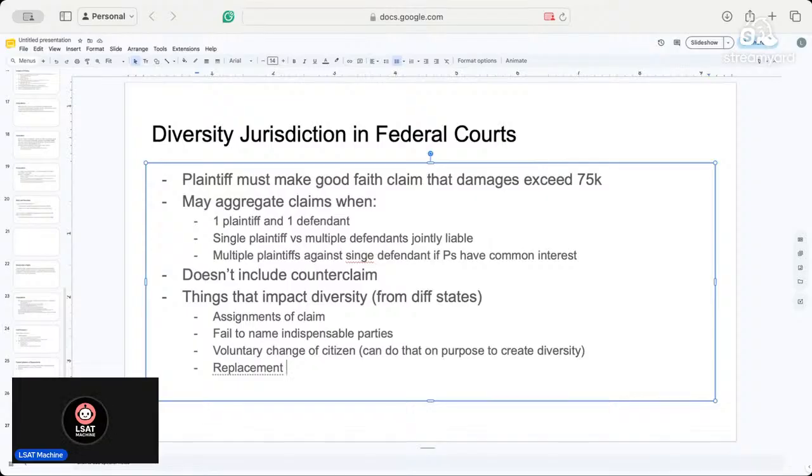So we talked about, what did we talk about? We talked about federal question jurisdiction. So you end up in federal court if it involves something underneath the Constitution or something that Congress passed. You end up in federal court if it involves people from different states and the amount in controversy is over 75,000.